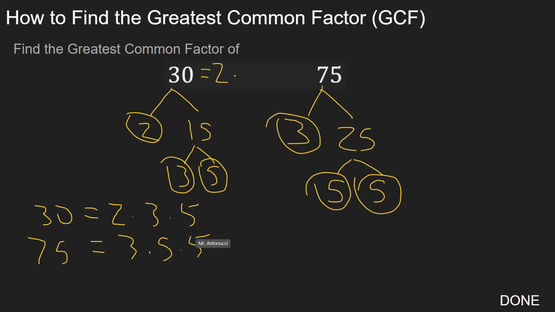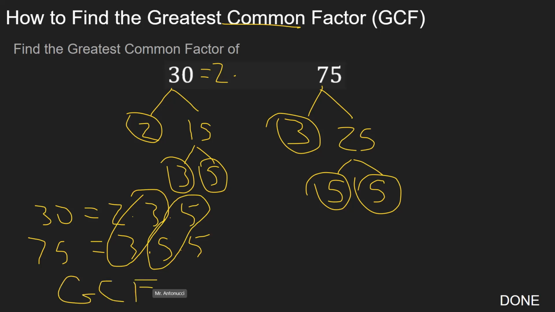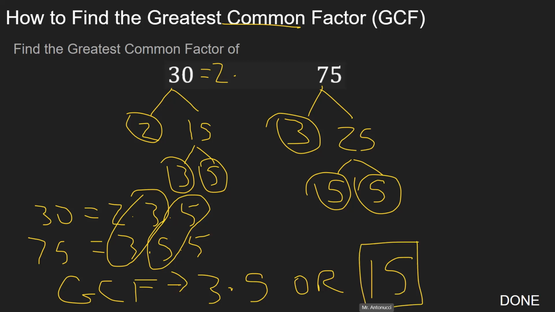Now, for the greatest common factor, you want to focus on the word common. You look at all the common factors of each number. They both contain a factor of 3, and they both contain one factor of 5. So the GCF is going to be 3 times 5, or 15. So 15 is the GCF of 30 and 75. What that means is that's the largest number that divides evenly into both 30 and 75.